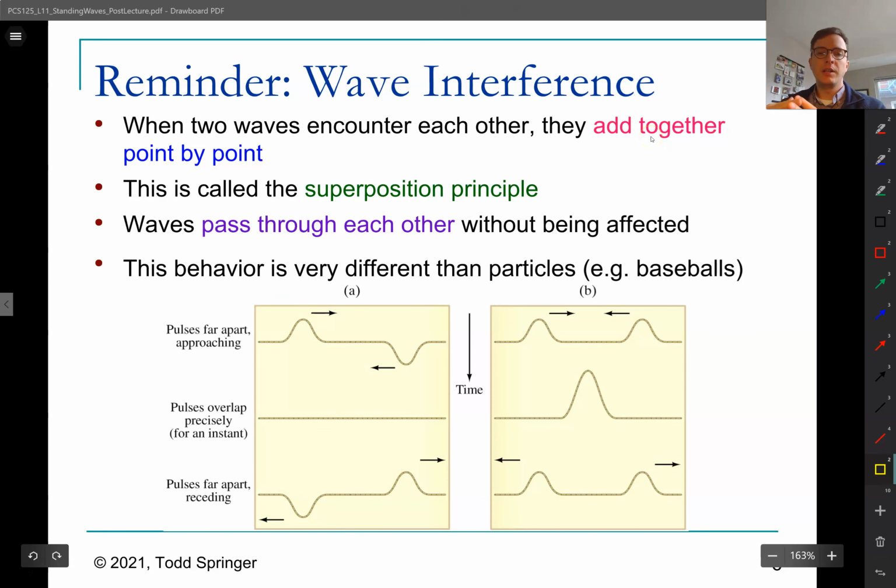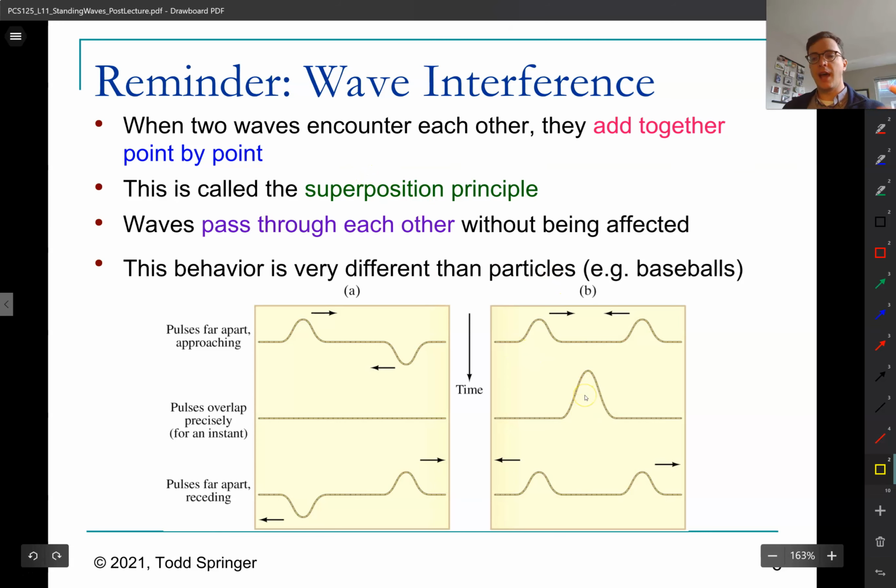The second thing I want to remind you of is how to add waves if they encounter each other. If you have two waves on the same string moving to the left and to the right, we know that when they encounter each other, to find the net effect of those two waves, I take the displacement from wave 1 and the displacement from wave 2 and add them together, and that gives me the net displacement. We add them up point by point. That was called the superposition principle.